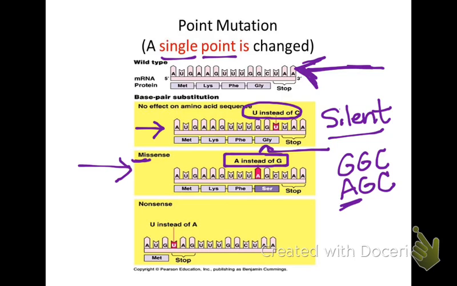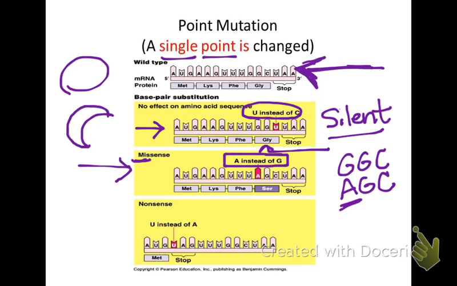Sickle cell disease, sickle cell anemia, if you remember from anatomy, where the red blood cells are sickle-shaped instead of circles, is going to be a cause of that disorder. It's a missense point mutation.